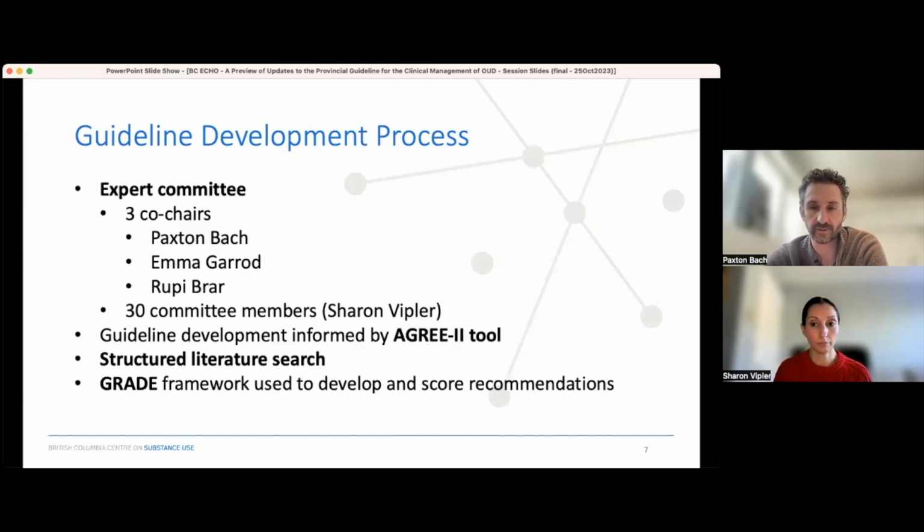And not mentioned here were also external reviewers. So we had an external review panel from all across Canada and the US who also had the opportunity to review and provide input. So a very robust process. The guideline development itself was informed by something called the AGREE II tool, which is a structured, standardized way of approaching clinical guidelines. It involved a structured literature search where we contracted out an individual with expertise in this area, and a GRADE framework was applied to develop and score the recommendations that were made. So all this is a little bit dry, but it's just to say that it's in keeping with the process for the development of any medical guideline.